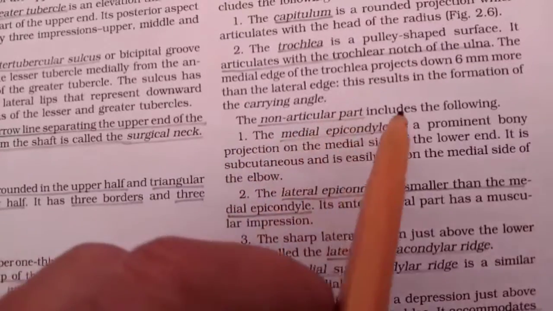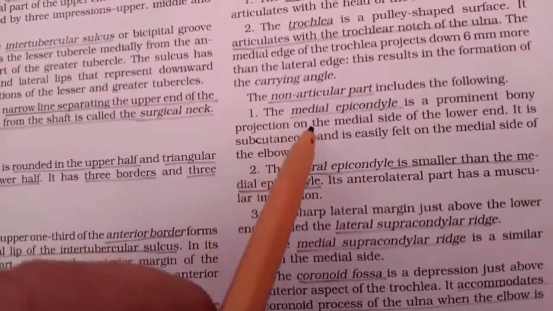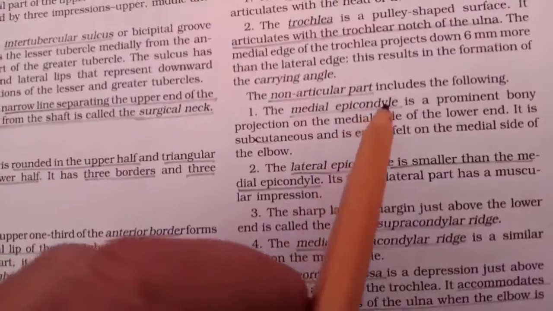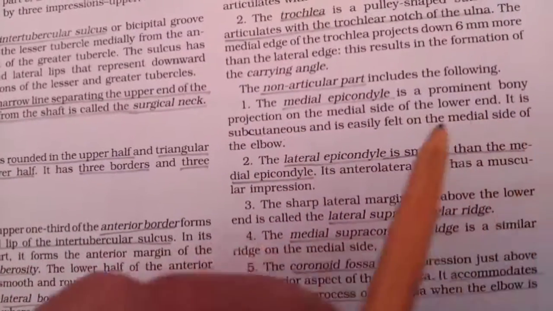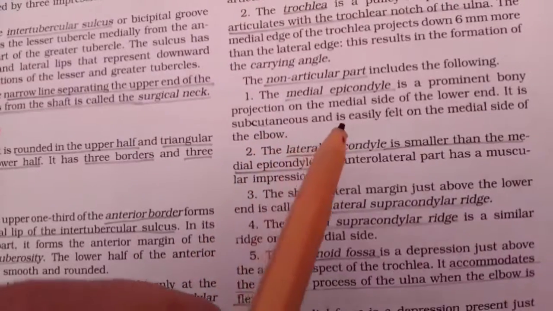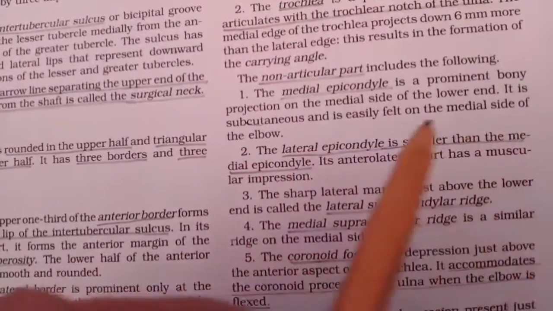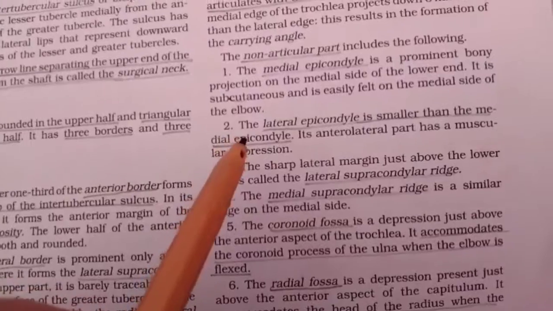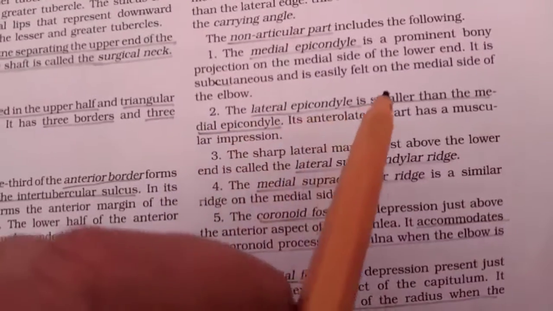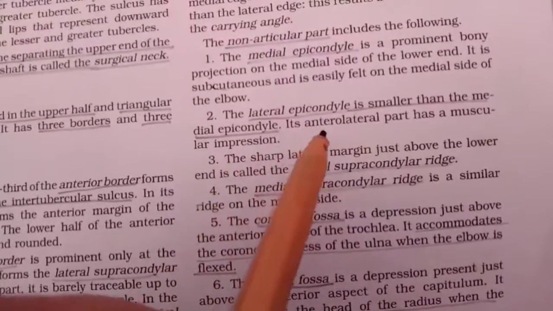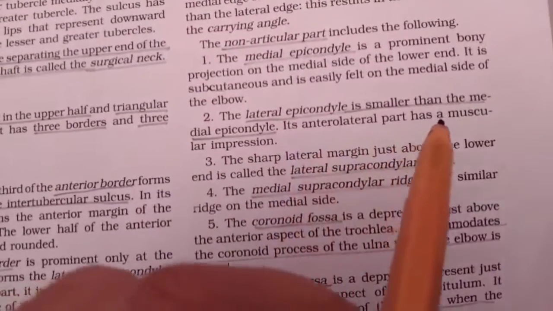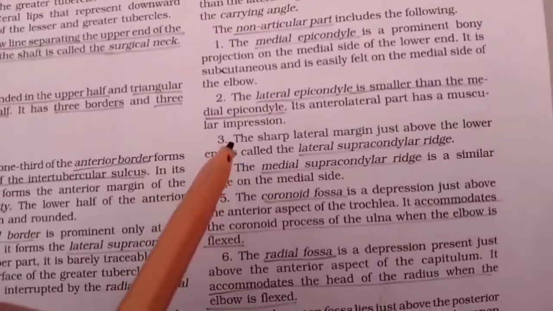The non-articular part includes the following. The medial epicondyle is a prominent bony projection on the medial side of the lower end. It is subcutaneous and is easily felt on the medial side of the elbow. The lateral epicondyle is smaller than the medial epicondyle. Its anterolateral part has muscular impressions.